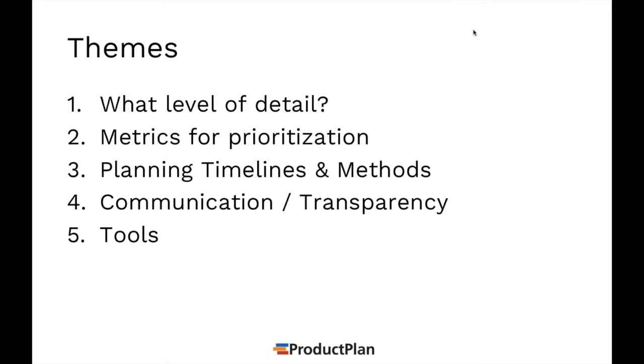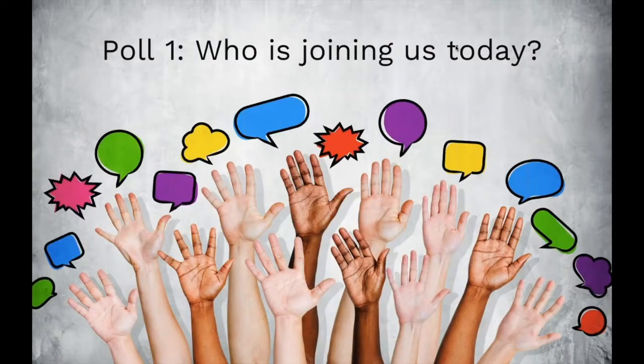Another cluster of questions were on planning timelines and methods. How far should I plan out, or should I even use dates to begin with? There were a lot of questions regarding ways to better communicate your roadmap and to provide transparency throughout the organization. And of course, last but not least, tools. What are some good tools to build my roadmap, or what are some tools for my backlog? So those were the five themes that we really saw a lot in the questions.